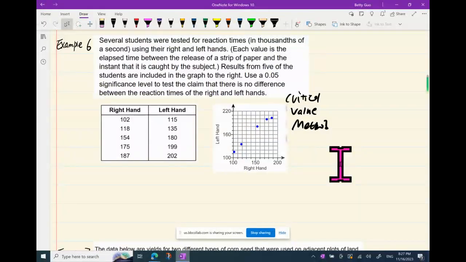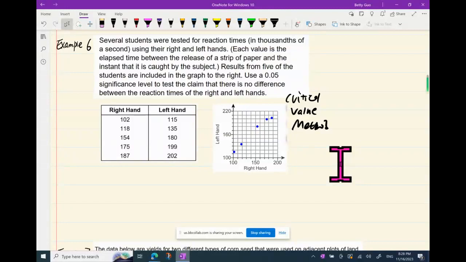Results from 5 of the students are included in the graph. Yeah, the sample size is pretty small, right? I would say reaction time is normally distributed, like other measurements of a human being, like blood pressure, pulse rate, weight, height, salary even. So results from 5 of the students are included in the graph to the right.